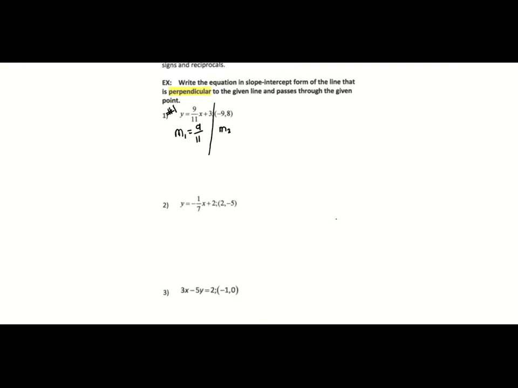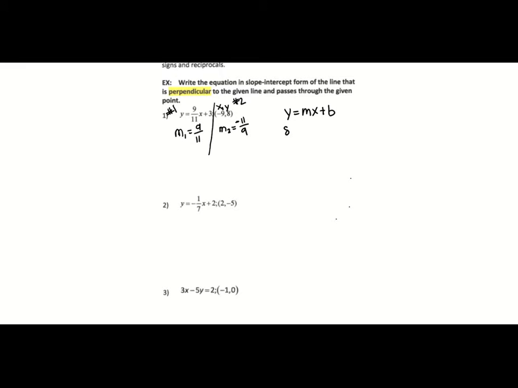So my new slope, I'm going to call it M2, is going to be the reciprocal, so I'm going to flip it over. It's going to be 11 over 9, and it's going to be opposite, so that means it's going to be a negative. So now I have my new slope, and I'm told this point right here, my x comma y, this is for my second equation, my number 2 equation. So now I have this information, I can plug that into my slope-intercept form to try and figure out what my b is going to be.